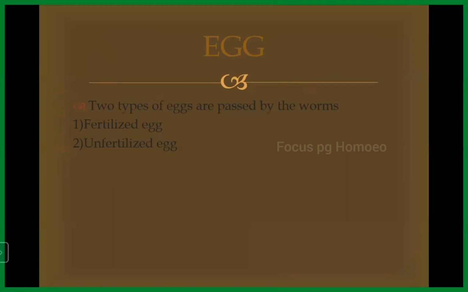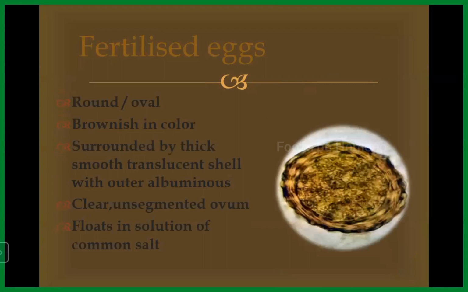In total, the worm produces two types of eggs: one is the fertilized egg and the other is the unfertilized egg. The fertilized egg is round or oval in shape and brownish in color. It is surrounded by a thick, smooth, translucent shell. On the outer side, it has an albuminous layer. The fertilized egg is clear and has an unsegmented ovum. The fertilized egg will float in a solution of common salt.